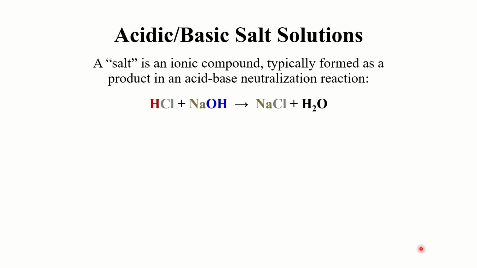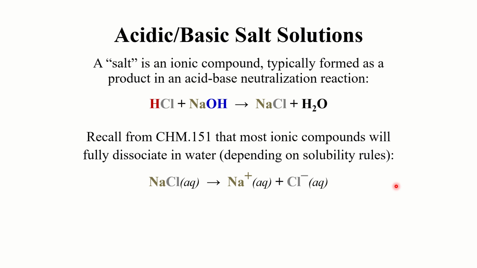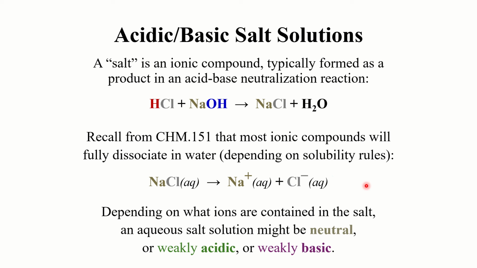All right, now let's talk about salts. So a salt is just a name we use to describe ionic compounds. As we learned in the previous acid-base lecture, these are typically formed as a product in an acid-base neutralization reaction. I do also want you to recall what you learned about in Gen Chem 1, that most ionic compounds will fully dissociate in water, depending on solubility rules. So depending upon what ions are contained in the salt, an aqueous salt solution might be neutral, it could be weakly acidic, or it could be weakly basic.